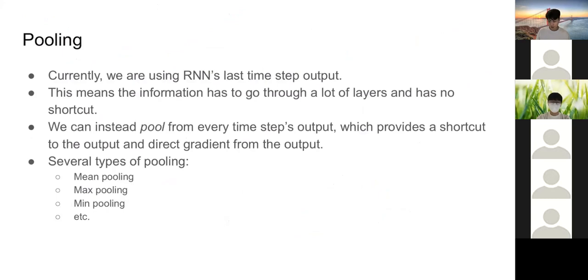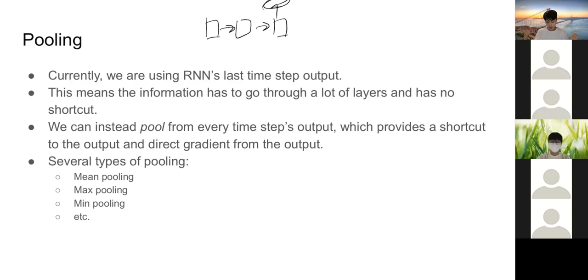Next is pooling. So until now we were considering that we were using the last hidden state in the RNNs. Suppose this is a forward direction, then you basically use this one, right? But then you might think, do I always have to just use this last hidden state? Can I also use other tokens' output too? And what would be the benefit in that case?